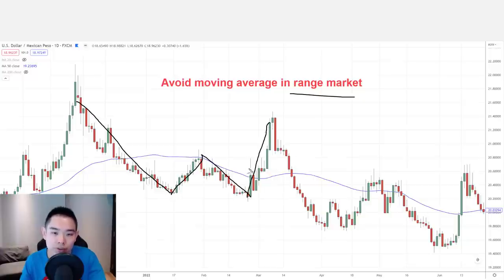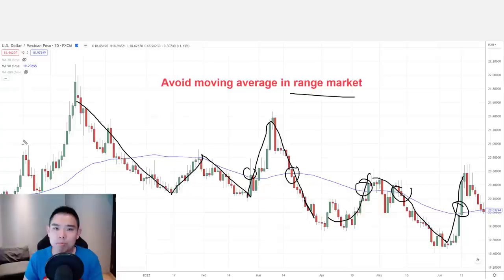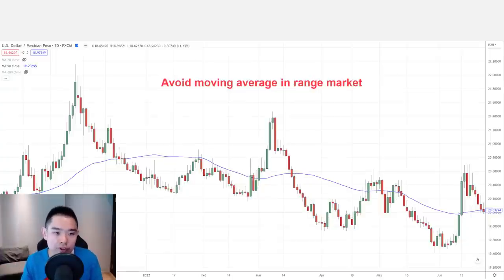and cuts through the moving average once again, then collapses down lower, cuts through the moving average once again, heads up higher, cuts through the moving average, heads down lower, cuts through the moving average, heads up higher, cuts through the moving average. So you can see that during a range market, moving average is not effective, and you pretty much only want to use moving average when the market is trending. So it's key to actually be able to identify trends. Now, if you're not familiar with trends, or you have difficulty identifying trends, then pay attention to this.